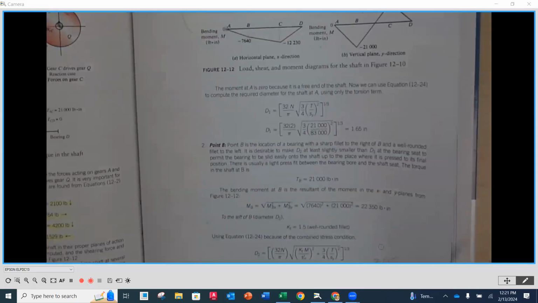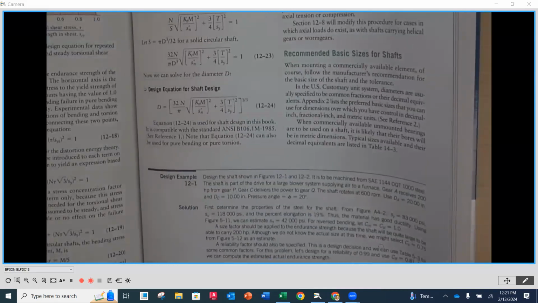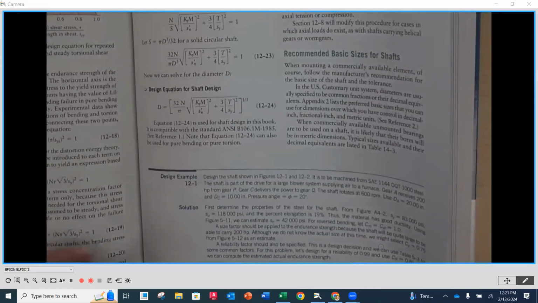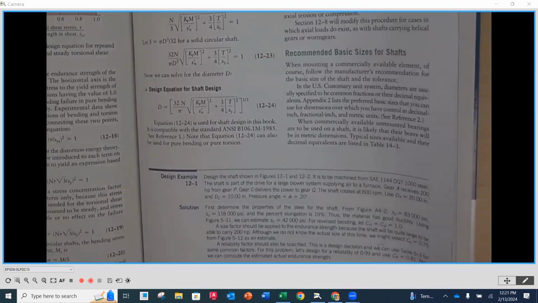So in the first problem we had, I think it was in example 1, their CS was 0.75. In this one, they're picking 0.85. So it means that in the other one, they were expecting a little bit larger diameters, and in this one, they're expecting a little bit smaller.